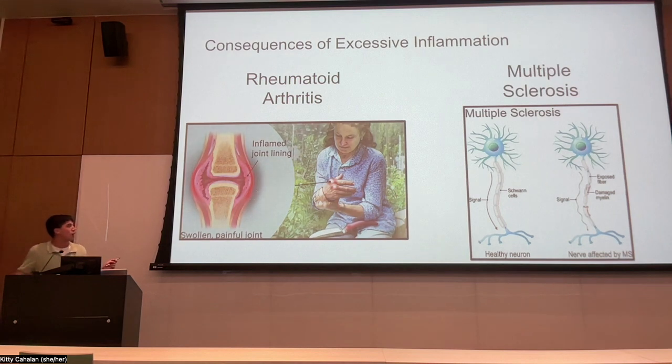This is the reason why rheumatoid arthritis happens when you're older in life, from the ages of 60 to 65. And then multiple sclerosis is the same, where there's damage of the myelin right here. As you can see, a healthy neuron versus a nerve affected by multiple sclerosis. And so the thing is that chronic inflammation is what is producing all this.